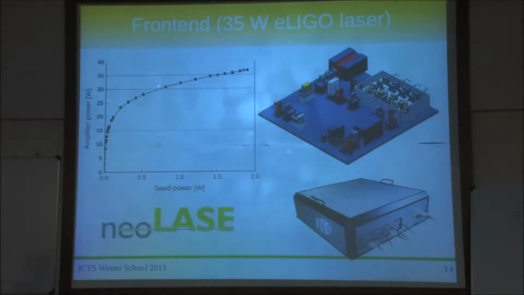And as you can see here, if you have not too much seed power, then that system is not really saturated, so you have a high gain here. If you put like half a watt in, then you have a gain factor of, what is it, 60 maybe, almost. At higher powers it's less, so it's getting saturated here, but one ends up with an output power of about 35 watts for a 2 watt NPRO.